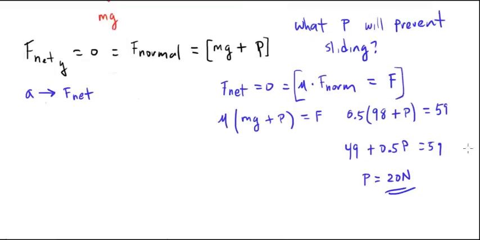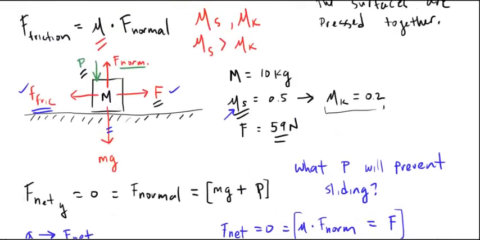Okay, so hopefully you followed that algebra. What I'm saying there is that if you push down with some force P, you're increasing the normal force, and in this particular case, given these particular numbers, you need to push down with a force of 20 newtons to increase the frictional force to such a point where you'll maintain equilibrium and the block won't slide.